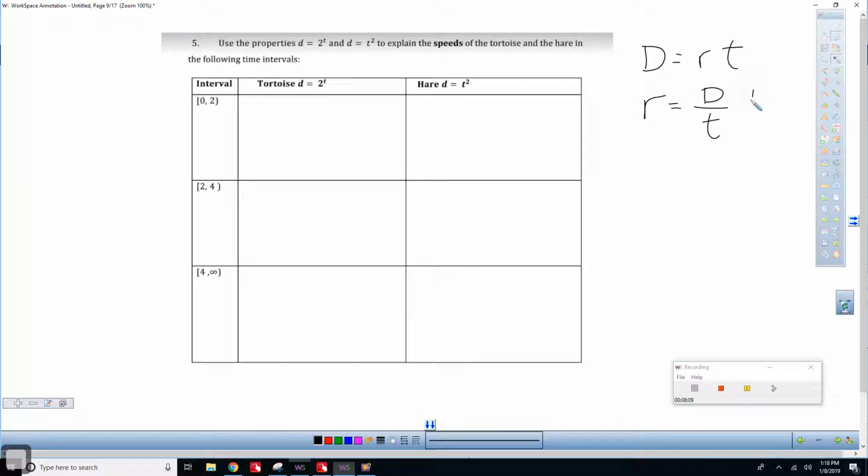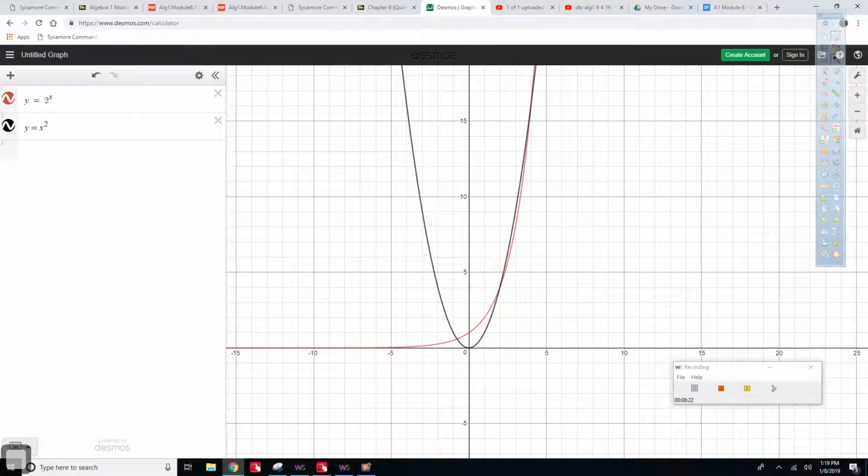It's meters per second. That's a speed. How many meters do you travel each second? Okay. Well, the tortoise, between 0 and 2, the tortoise is red, right?